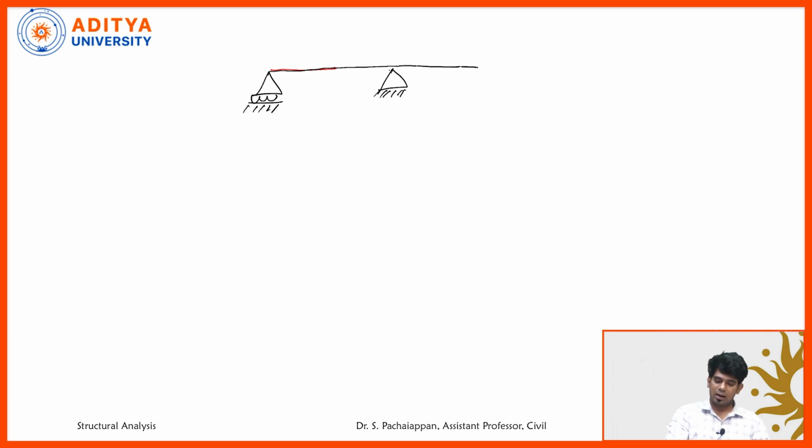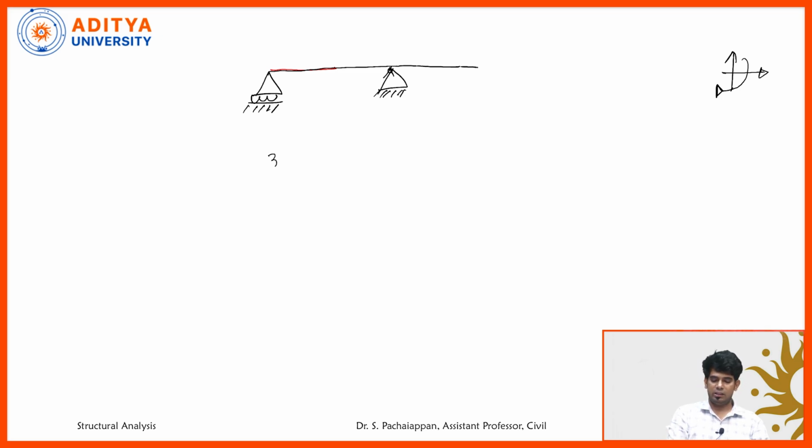In structural analysis, we consider each joint to have 3 degrees of freedom. What are the 3 degrees of freedom? Any joint can move in a horizontal direction, any joint can move in a vertical direction, and any joint can also rotate. So we consider every joint to have 3 degrees of freedom.